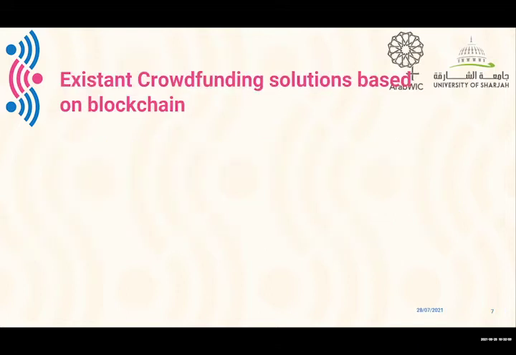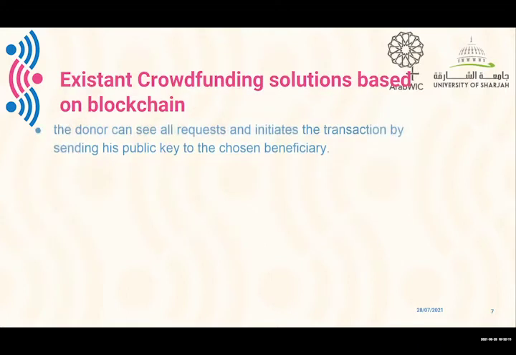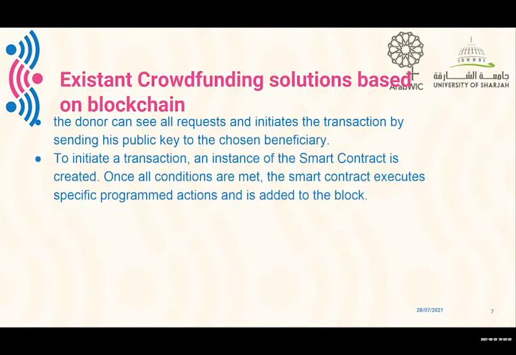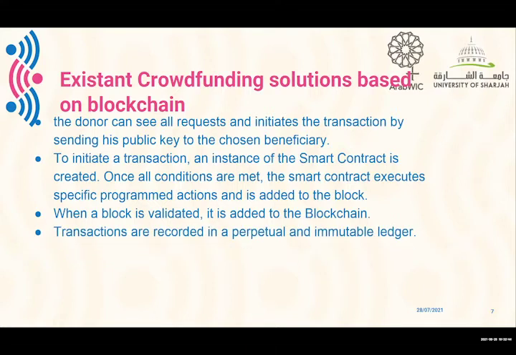In the existing crowdfunding solutions based on blockchain, we can find that all the time the donor can see all requests and initiate the transaction by sending his public key to the chosen beneficiary. Also, to initiate a transaction, an instance of the smart contract is created. Once all conditions are met, the smart contract executes the specific programmed action and it is added to the block. Also, when a block is validated, it is added to the blockchain. The transactions are recorded in a perpetual and immutable ledger.